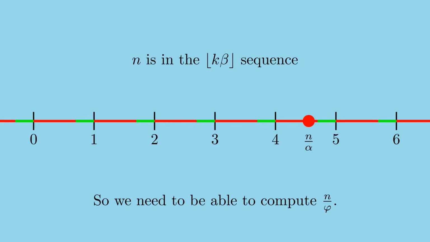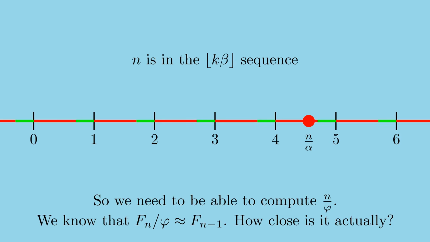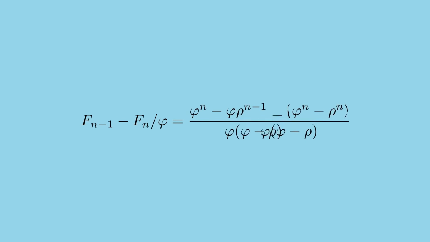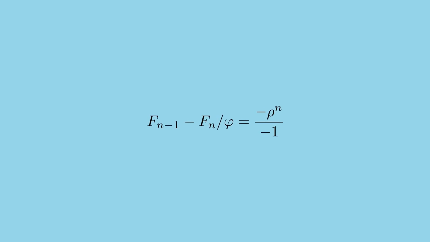To do so, we need an exact formula for a Fibonacci number divided by phi, and how close it actually is to the next lower Fibonacci number. This is the point of the video where most algebra happens, so beware. So we use Binet's formula. We take f_{n-1} and subtract f_n over phi. Watch the algebra autopilot. We end with rho to the n.